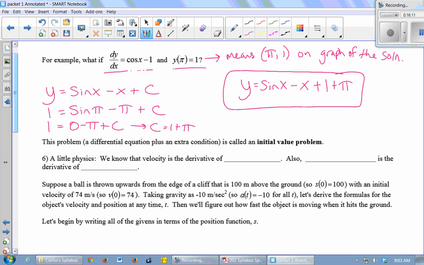Okay, so a little physics to remind you. Velocity is the derivative of, yes, displacement or position. Also, what is the derivative of what? What else is a derivative? Yeah, acceleration is the derivative of velocity.